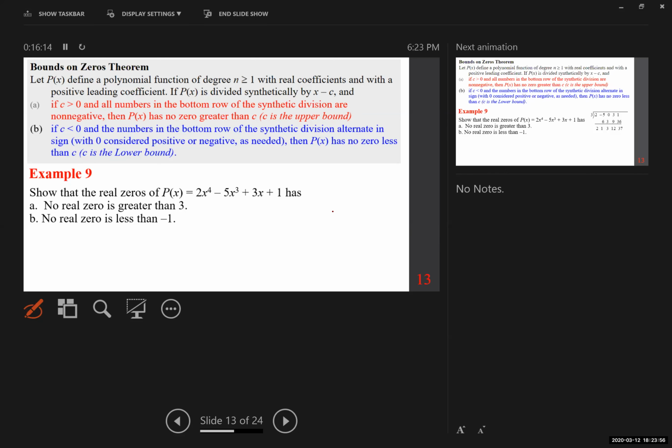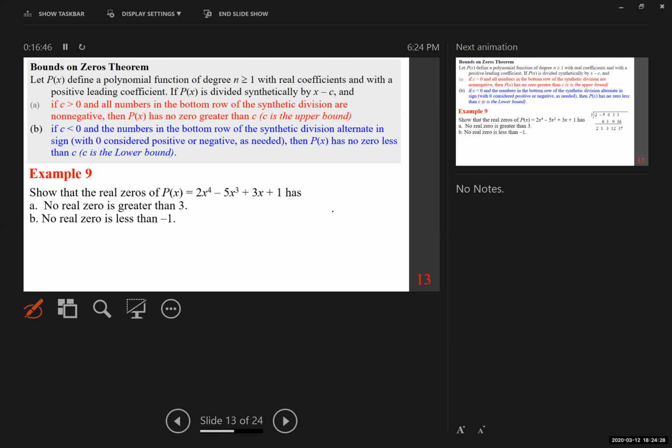The question is, given the function p of x, show that no real zero is greater than 3. What does it mean? That means establish that the number 3 is an upper bound. And the establishment is very simple. Do synthetic division, class, and observe. That's all you're doing. You know how to do the synthetic division. Okay, let's do the synthetic division.